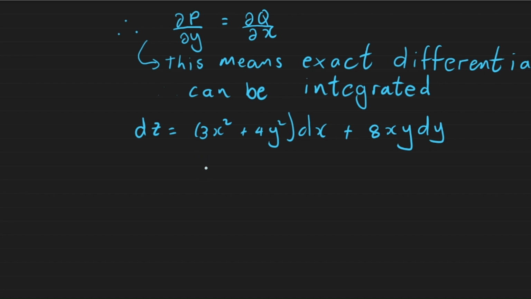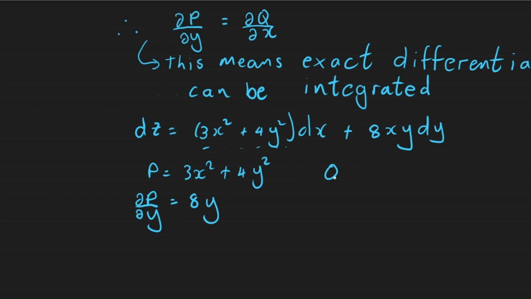And now the question is, can we integrate dz? How do we obtain z? How we do that will be the topic of the next video. But before we do that, we simply check if dz can be integrated, and we check if it's an exact differential. So we let P equal to this first part, that's 3x squared plus 4y squared, and then we find dP/dy. So this is equal to 6x, sorry, it's equal to 0. We're not differentiating with respect to x, we're differentiating with respect to y. So the first term is 0, and then the second term is 8y, 2 times 4.